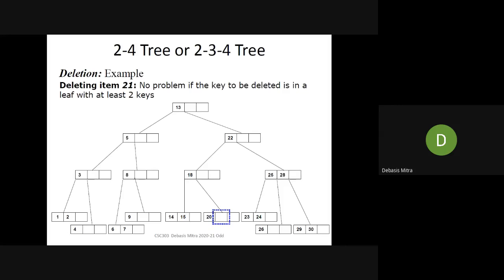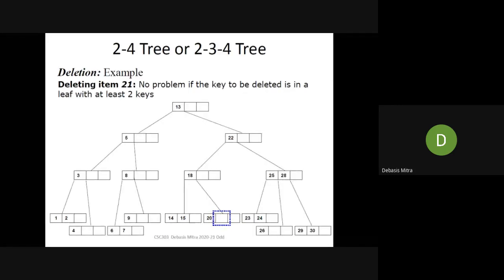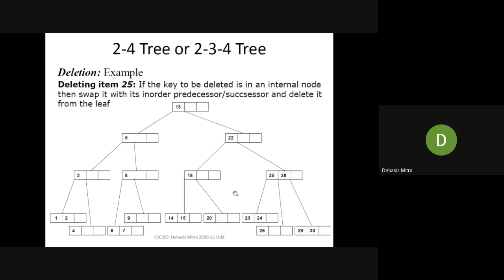Just simply delete 21. The updated tree will remain a valid B tree or 2-4 tree. So no further action is required. This is the most easy kind of deletion we have seen. The second one, now let us delete the item, or element, 25.